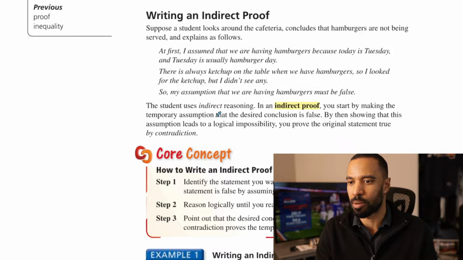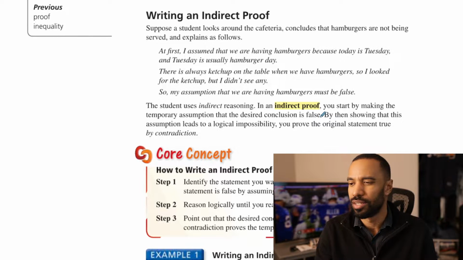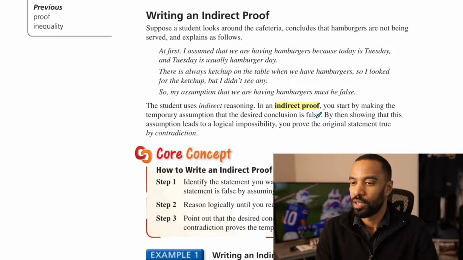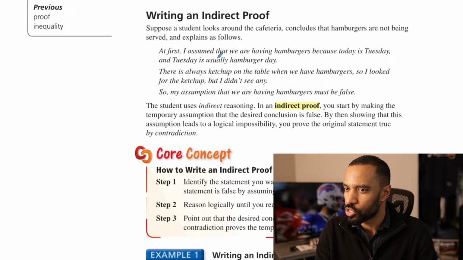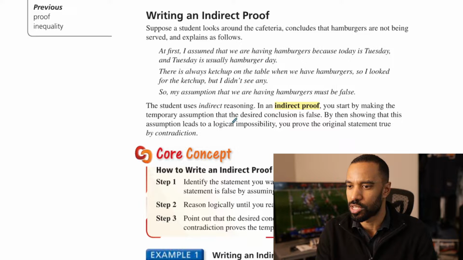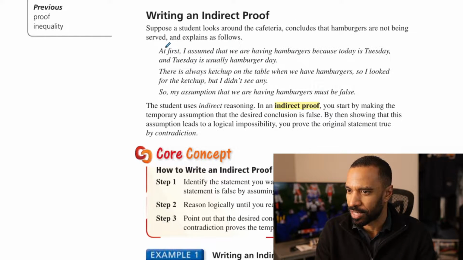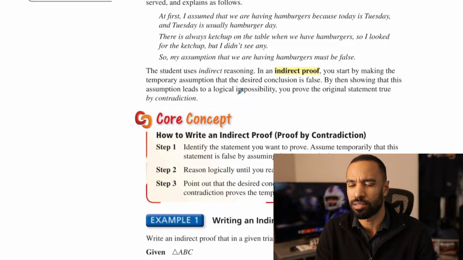In an indirect proof, you start by making the temporary assumption that the desired conclusion is false. I don't know if I ever did these. In life, yes, we use this logic and argument stuff all the time. So, the assumption that the desired conclusion is false, making the temporary assumption, okay. Then by showing this assumption leads to a logical impossibility, you prove the original statement true by contradiction. At first I assumed we're having it, and Tuesday's usually hamburger day. My assumption that we're having it is false. Isn't that the other way around? I'll keep taking a look at more.